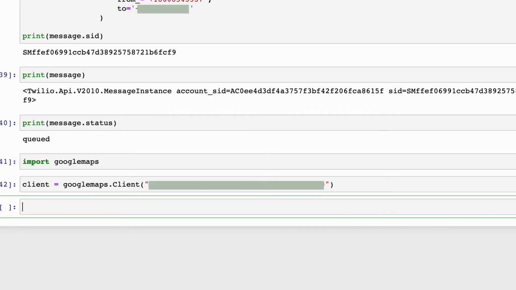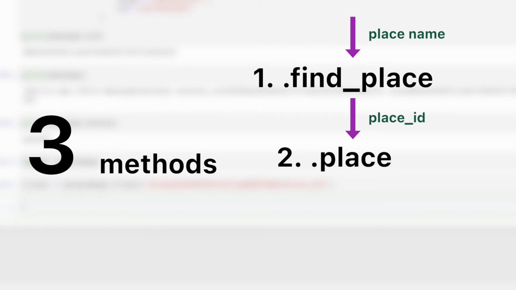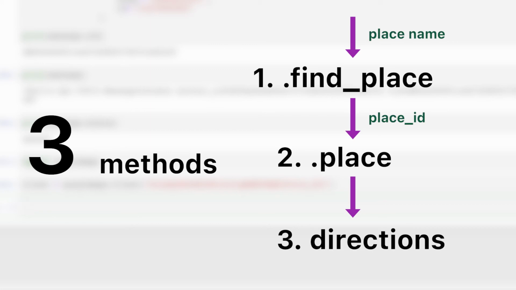In this example, we want to utilize the following 3 methods. First, find place. This takes a place name and returns a place ID. Second, place, which takes a place ID and retrieves the place opening hours, because we definitely don't want to get there and find out that the last 2 hours of riding the bus was a waste. Third, directions, to get a good estimate of how long it will take to get there.